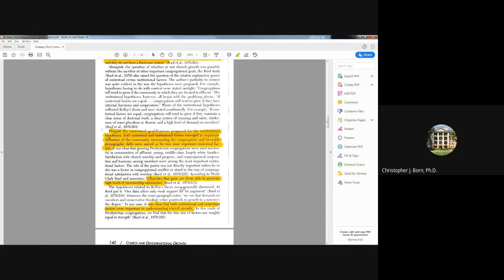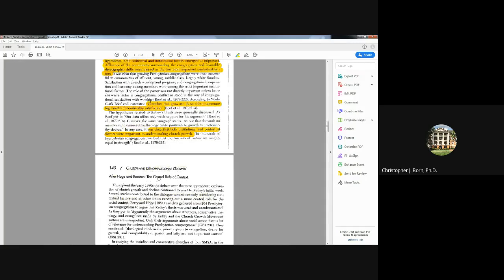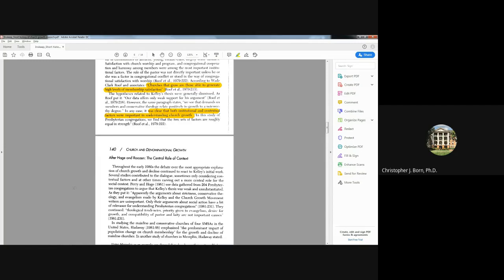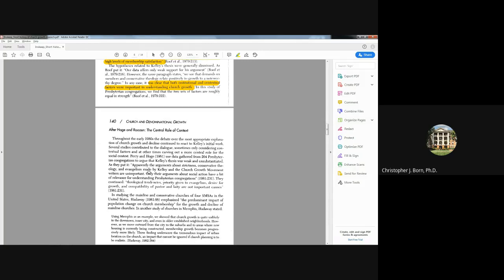So it's not really answering any questions there. They both are important, but they really do delineate between the two. The first was like, okay, let's try to measure these against one another. We're really not coming up with something first, but let's outline the institutional factors that could play in, such as strictness or the impact of the pastor, versus the contextual factors such as affluence of the region and demographic shifts. So after Hoge and Roozen, the central role of context.